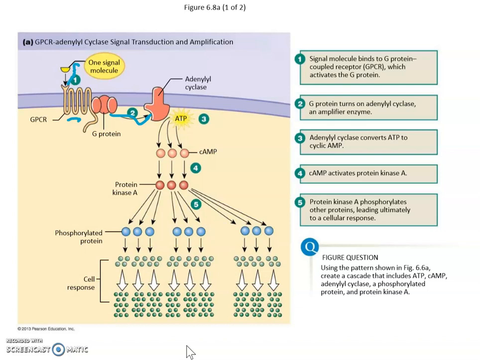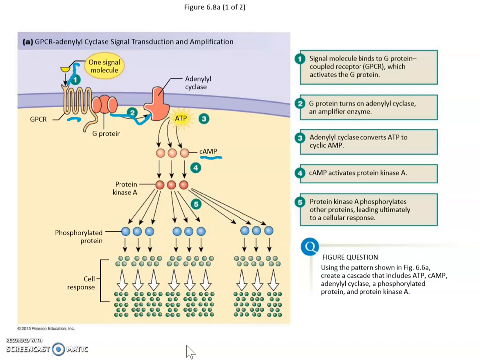And so let's say the next domino here is adenylate cyclase. It gets activated, and adenylate cyclase is an enzyme that takes ATP, takes 2 phosphates off of the ATP and makes it adenosine monophosphate from adenosine triphosphate. So this here is cyclic AMP.